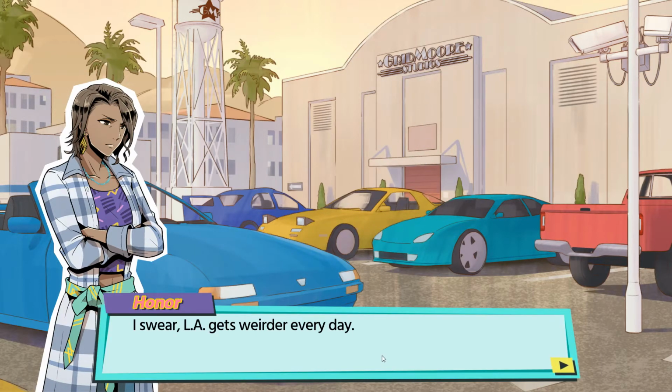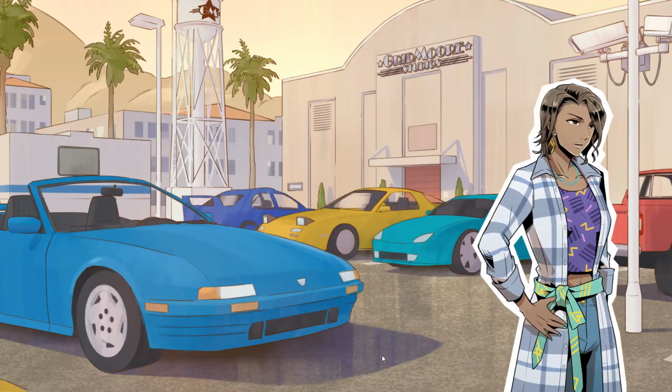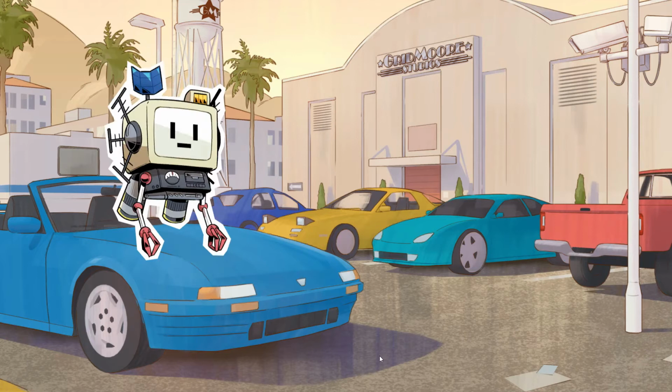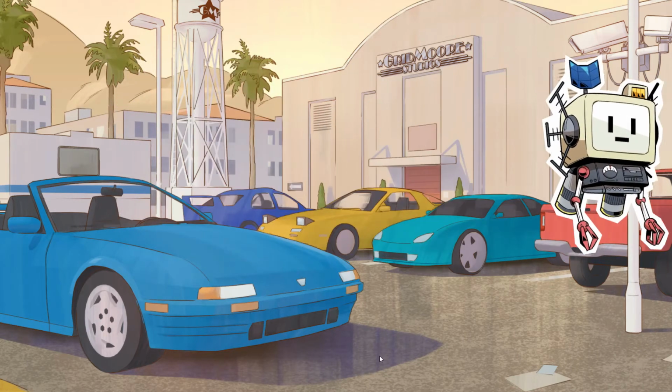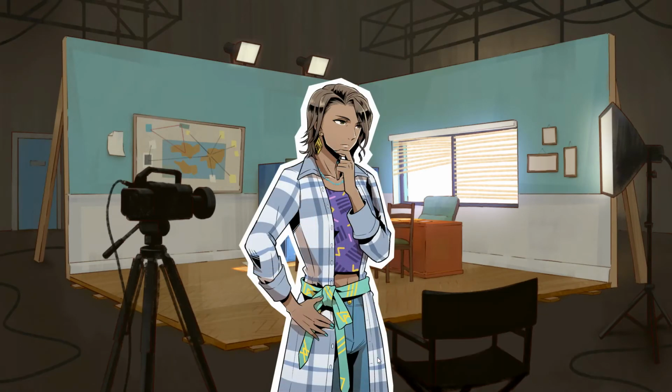I swear LA gets weirder every day. Now where are those keys? Maybe I left them back in the studio. Is he coming back? Yeah, I did think so. Is he still going to be looking for the keys or is he going to follow Hannah? They must be around here somewhere.